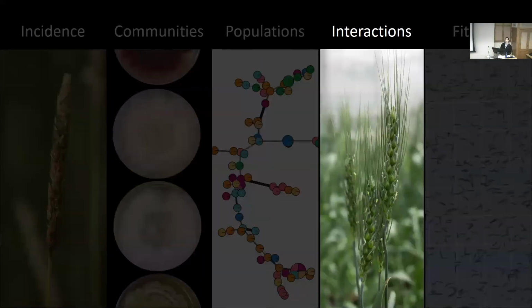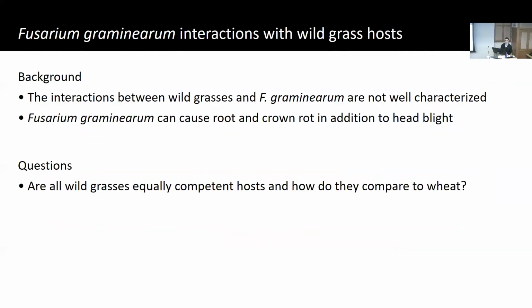So we saw very little genetic differentiation between isolates taken from grasses and wheat, suggesting no major constraints to colonization of different host spikes. And to follow up on this, we examined some of the other interactions between the pathogen and individual grass hosts. A little more background, host pathogen interactions in this Fusarium grass system have not been characterized very well, and Fusarium graminearum can also cause root and crown rots. The central question we wanted to get at here was how competent are various grass hosts?